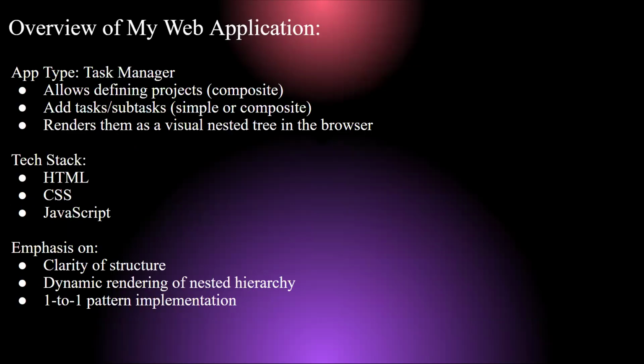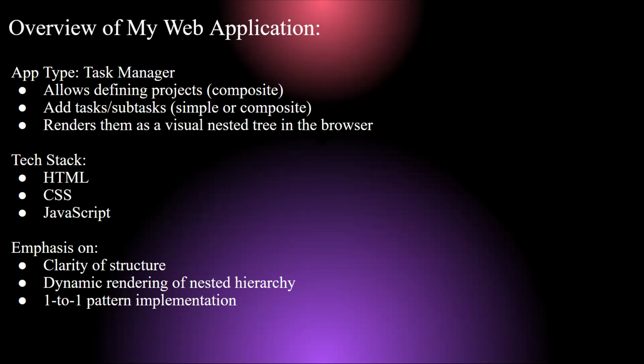My application is a task manager built to demonstrate the composite pattern in a real interactive way. The idea is simple. Users can define a project, which is a composite, and then add tasks under it. Those tasks can be either individual simple tasks, or other composite tasks like subtasks or sub-projects. Each component, whether it's a simple task or composite, is rendered in the browser as a visually nested tree structure, so the hierarchy is immediately clear.